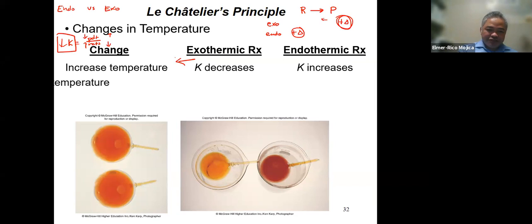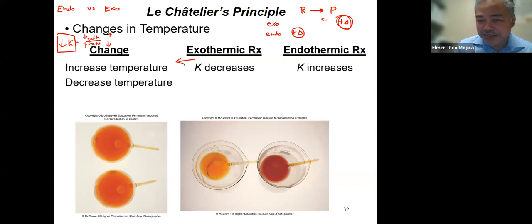Now, if we do it the other way around, where we decrease the temperature, that means you don't have any heat here. So it will favor the reaction that produces heat. So it will favor the forward reaction. And if it favors the forward reaction, you produce more products and less reactant because you use up your reactants. Hence your K increases.